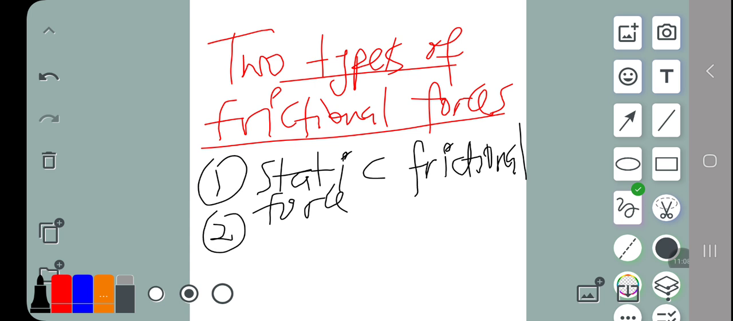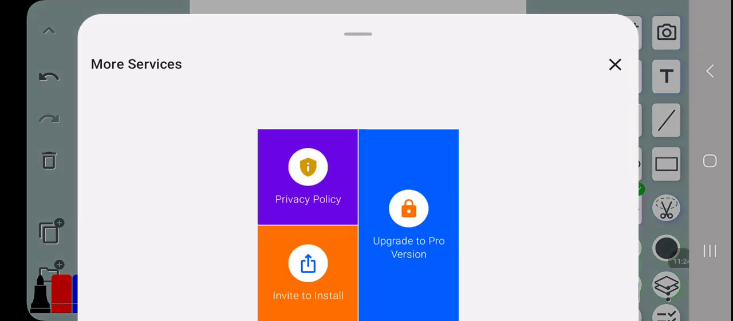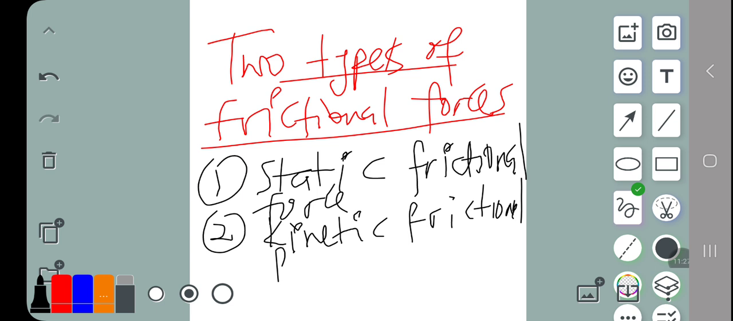Number two is kinetic. You know kinetic, guys, from kinetic energy. Kinetic means motion. So this frictional force is exerted only on moving objects, or objects which are in motion. So these are the two types of frictional forces. You must know them, guys.